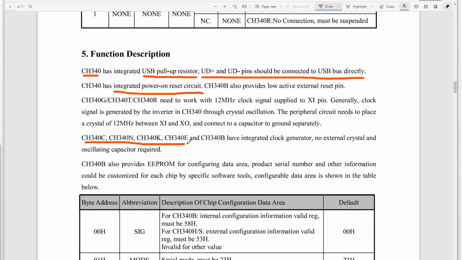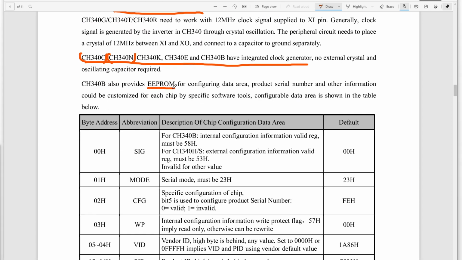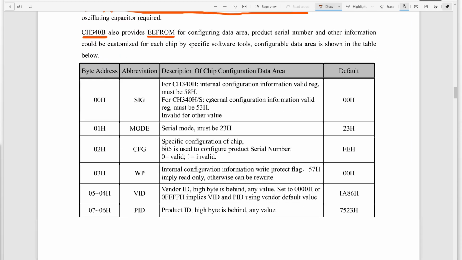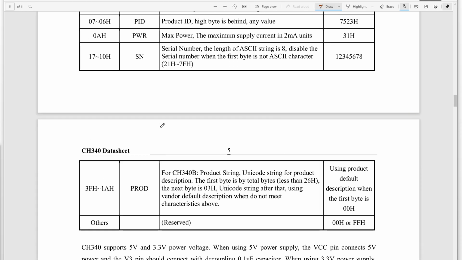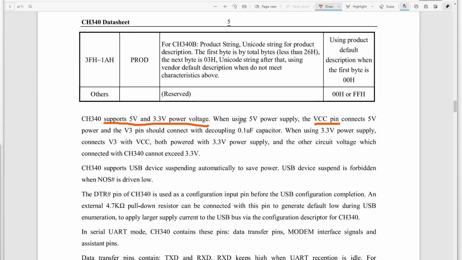For this type of chip, it has an integrated clock generator. Okay, so we usually use these two, this one and this one. Okay. Let's continue. So this is an EEPROM for this chip, in which we can set some config data. Okay, so this is a description for the EEPROM, and here it describes the 5 volt and 3.3 volt power voltage again. So how we connect the VCC pin.